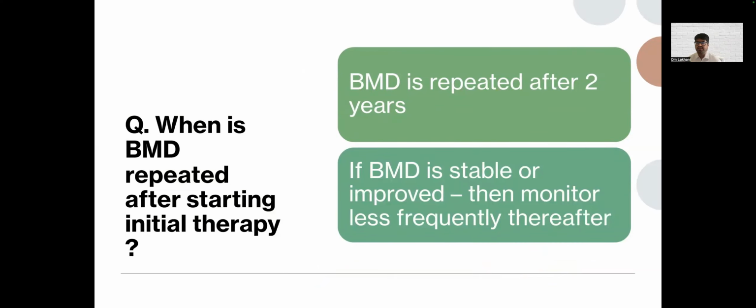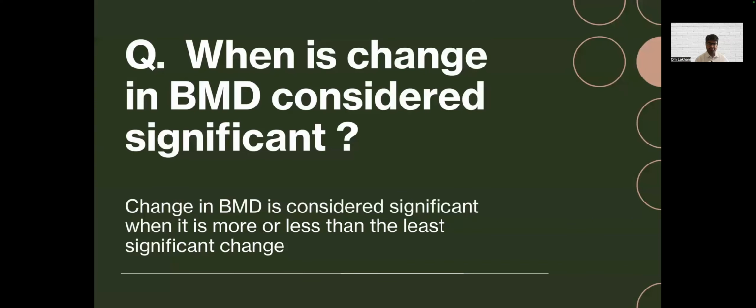So BMD DEXA is repeated after 2 years after starting treatment. If the BMD is stable or you see improvement in the BMD, then you can monitor less frequently, but you can consider every 2 years. Generally, repeating at 1 year is not such a good idea, but then every 2 years you must consider repeating. Now, when is a change in bone mineral density considered significant?